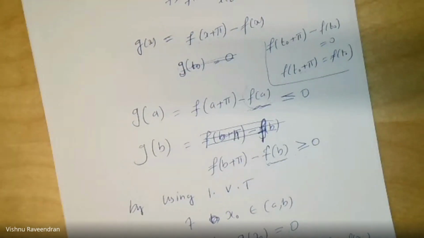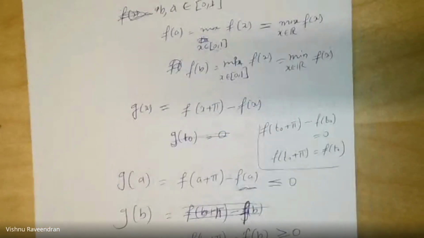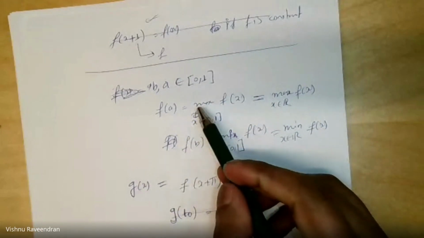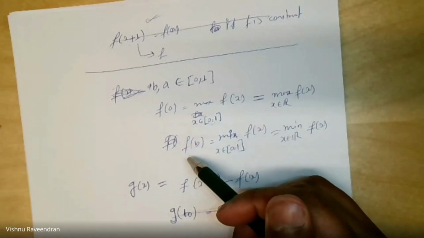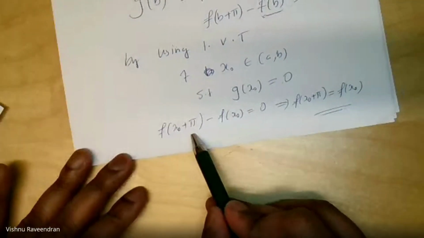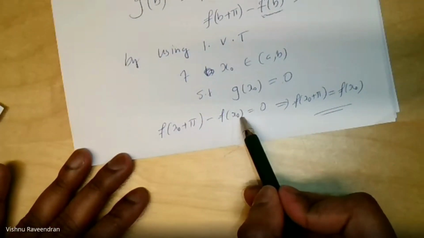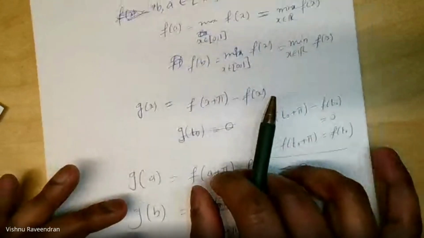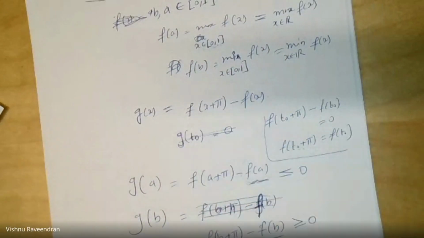Any questions? Should a and b be distinct, or can they be equal? If they are equal, then it will be a constant function, right? Because f is a periodic and continuous function, its maximum and minimum are equal. That means f is just a constant function. In that case, f of x naught plus pi, which is the constant, minus f of x naught will be 0. So here it can be distinct or the same, doesn't matter.